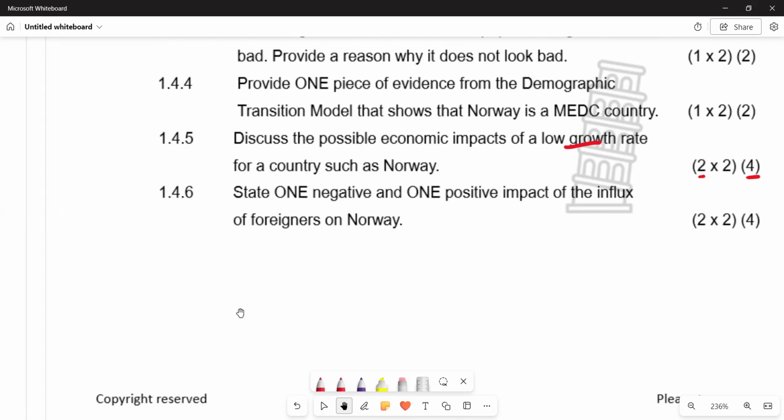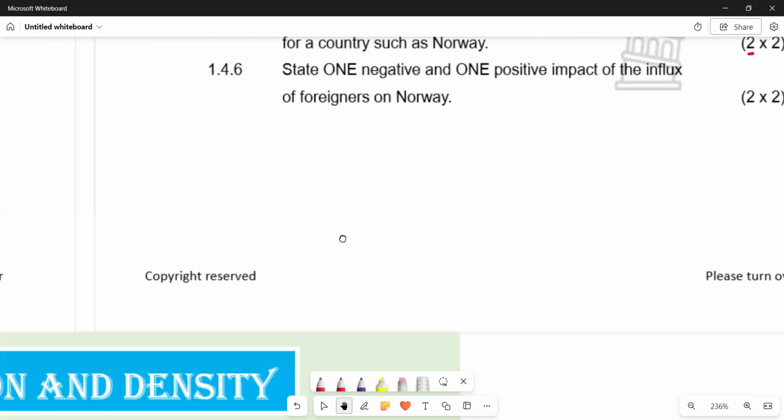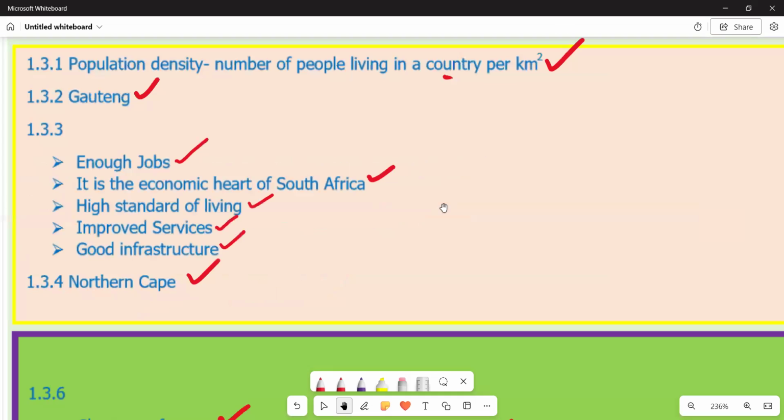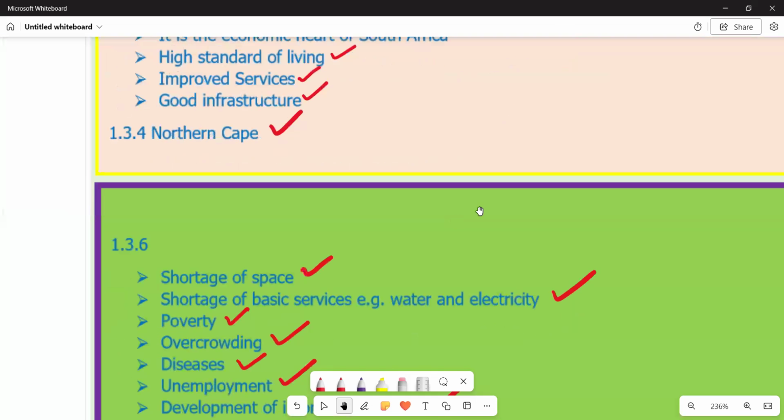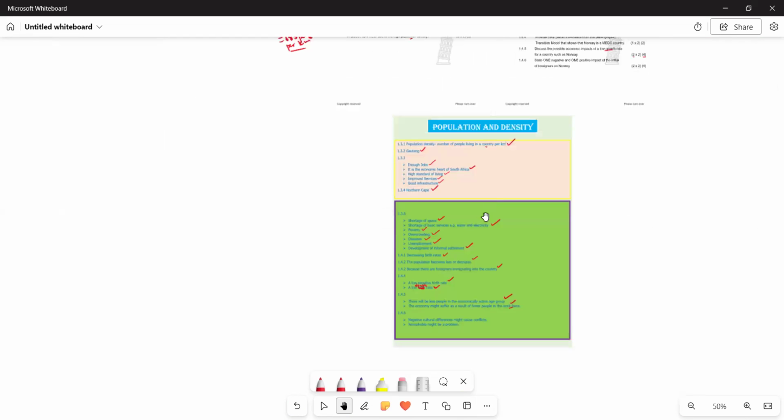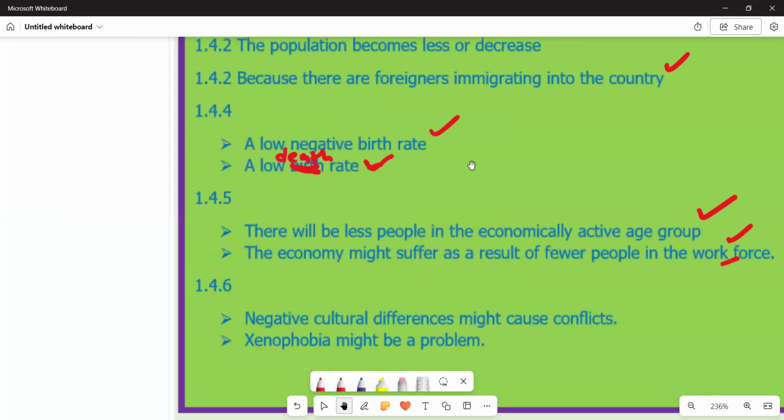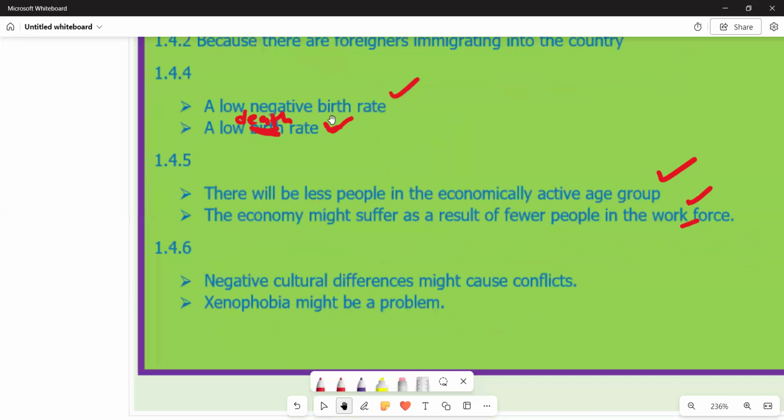So let's go to our answer section and see what explanations we have for 1.4.6. On 1.4.6, we have the issue of negatives. These are negative points that are just stated here. Negative: cultural differences might cause conflicts. That's one of the points, which is one of the negatives. So xenophobia might be a problem again. So we can pick one point there to be your negative. Then on positive, we can add there.